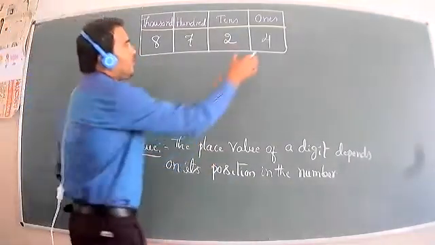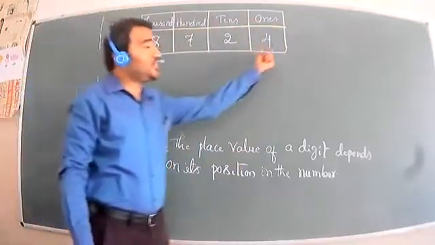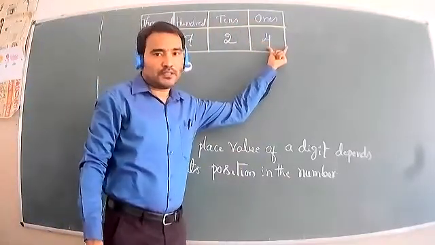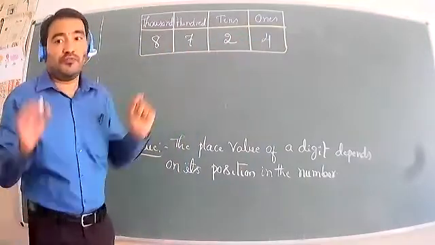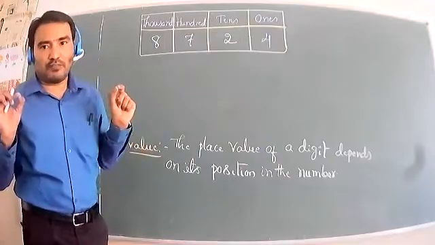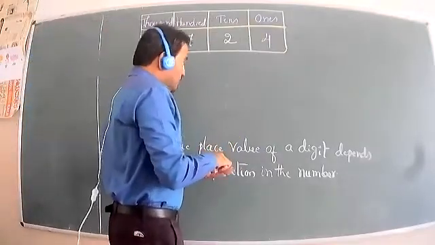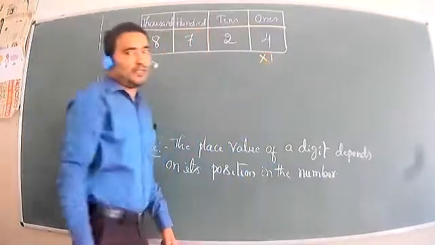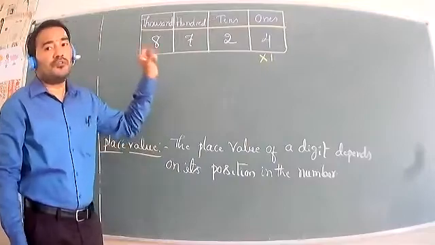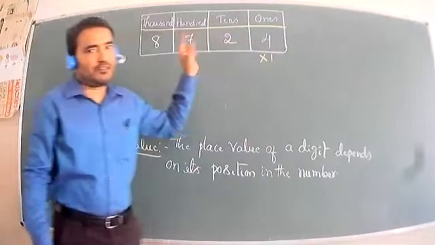Okay. What is the place value of 4? What is its position? Ones. So in the position of ones, we find the place value of the ones place. We multiply by 1. We get the ones place value. So in this number, we should multiply by 1 for the digit in the ones place. We find the place value, multiply by 1. So we get the place value of ones.